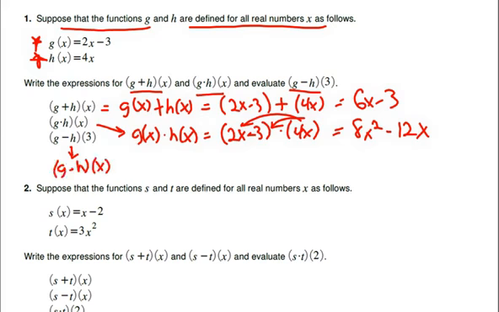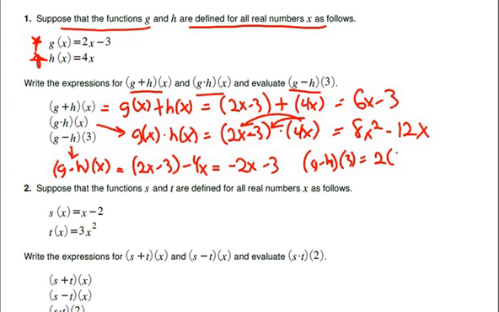Now this third one, before we plug in the 3, we will first figure out what g minus h of x is. So just writing 2x minus 3 minus 4x. Combining like terms here, the 2x minus the 4x is a negative 2x, and then minus 3. And then evaluating that at 3 would give us negative 2 times 3, plugging in a 3 for the x. And then negative 2 times 3 is negative 6 minus 3 gives us negative 9.